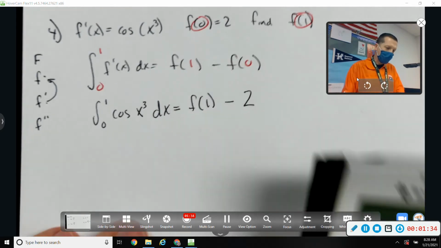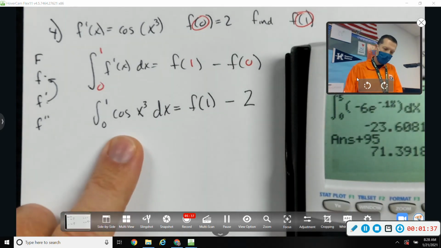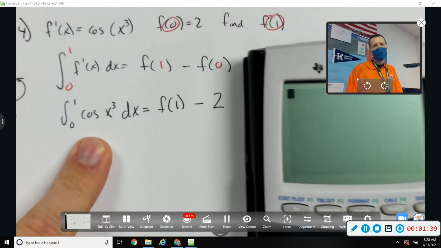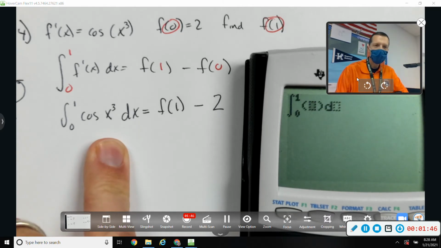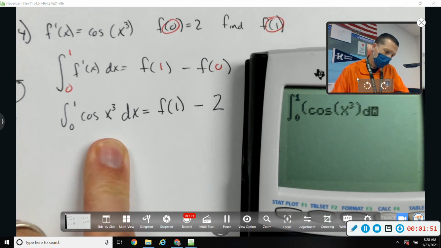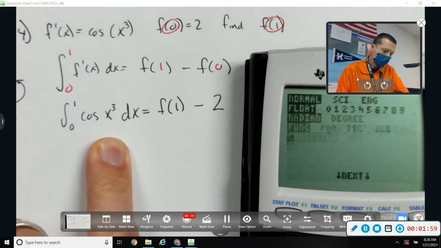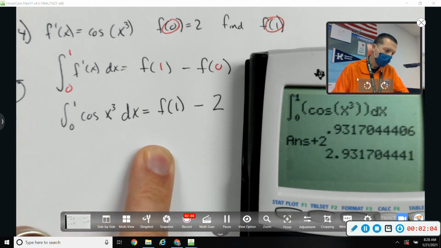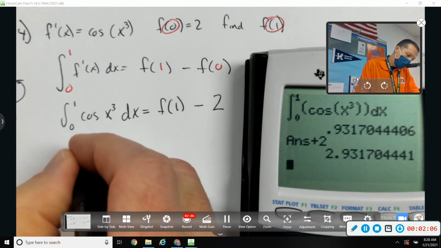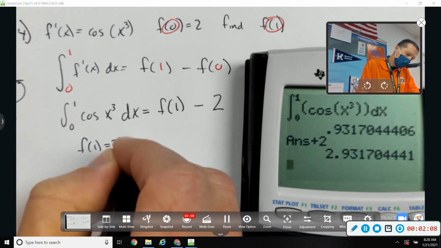But again, this is a calculator problem. I don't think we'll ever be able to antiderivative that by hand. So Math 9 is our magic calculator button. Antiderivative of cosine of x cubed from 0 to 1. Oh, make sure I'm in radians. And then plus 2. So f of 1 is 2.932.